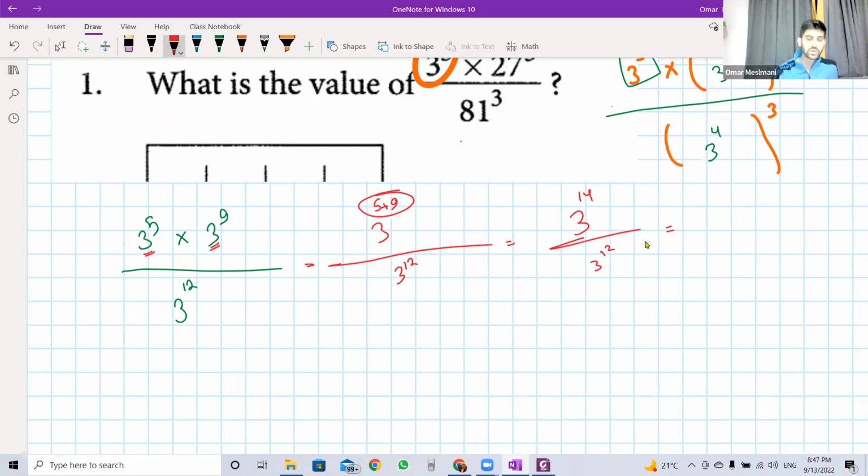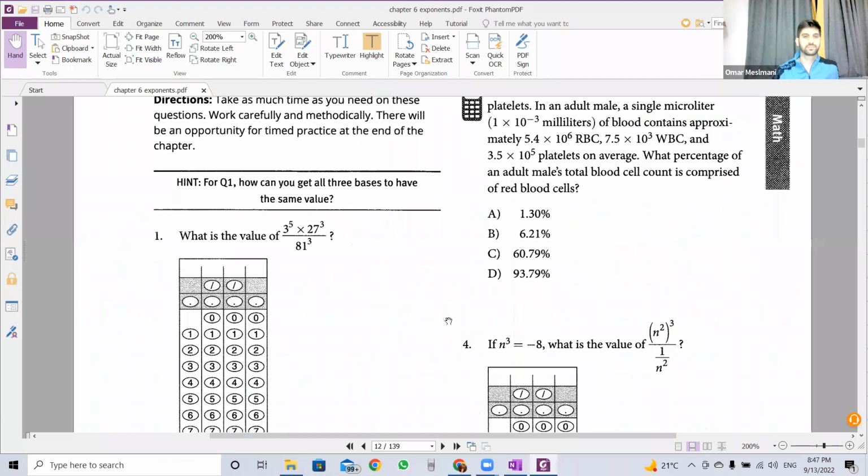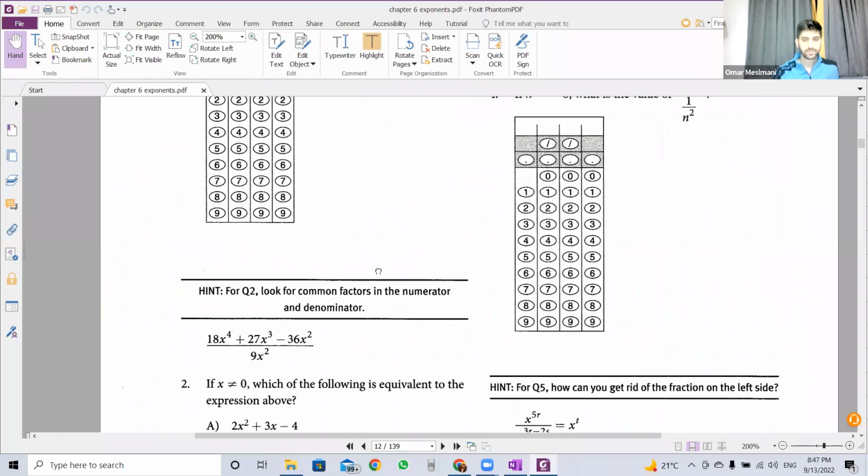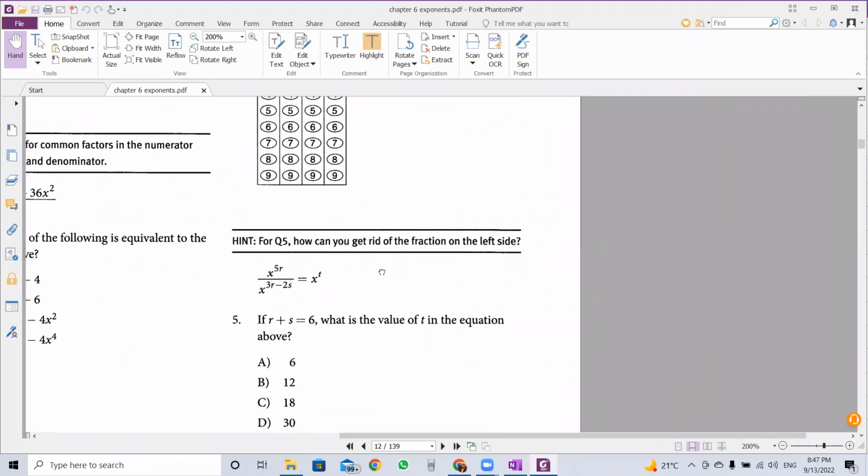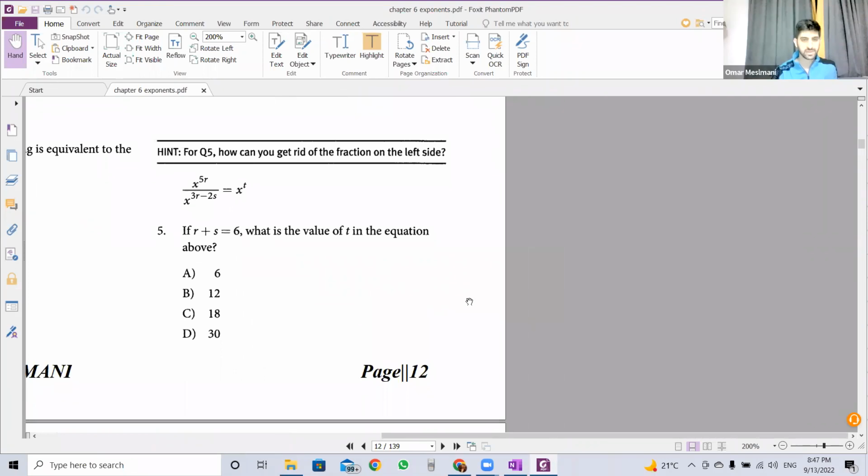Now which rule do I use if I have the same base and I subtract the powers? 3 power 2. Exactly, and that's how you do it without a calculator. 3 power 2, what is it? Isn't that easy? Yes. Have fun with question 5, on the same page.